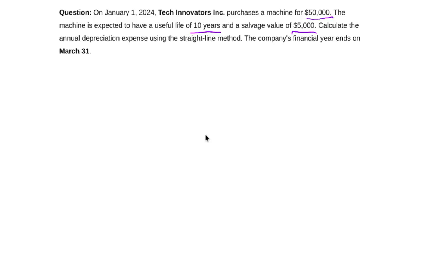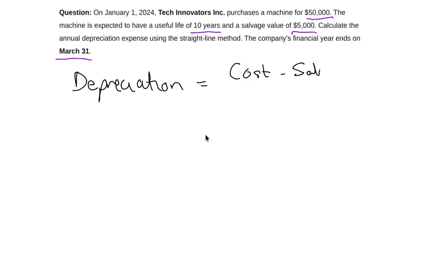The company's financial year ends on March the 31st. So these are very important dates. So we start off with the formula for depreciation, the straight line method. Depreciation for the straight line method is the cost less your salvage value, which is also known as your residual value. Let me write it here.